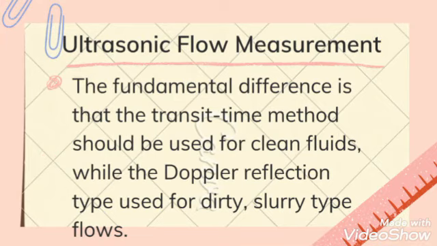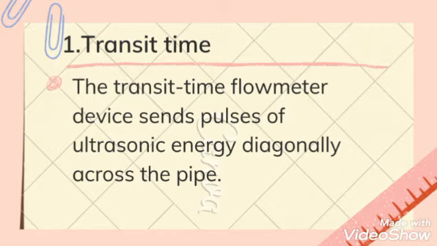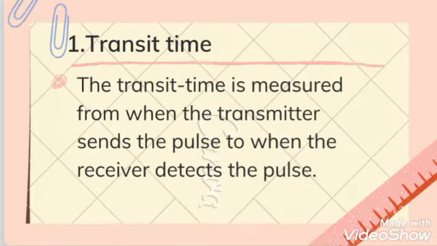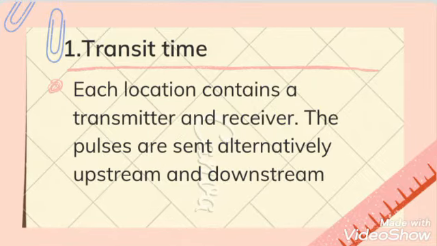The fundamental difference is that the transit time method can be used for clean fluids, and the Doppler effect type can be used for dirty, slurry-type fluids. The transit time flow meter devices send pulses of ultrasonic energy diagonally across the pipe. So this will send the ultrasonic pulses. The transit time is measured from when the transmitter sends the pulse to when the receiver detects the pulse. So this time is calculated, and this time difference is proportional to the flow.